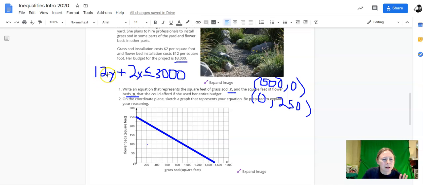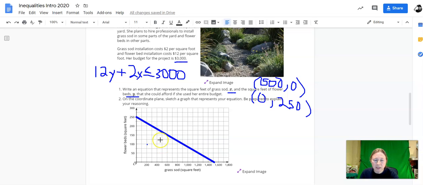So 12 times 100 is 1,200, and 2 times 200 is 400. 400 plus 1,200 is 1,600. That is less than or equal to 3,000. So this point is in the solution set. You could also do like 650. So if 50 is y, 12 times 50 is 600.